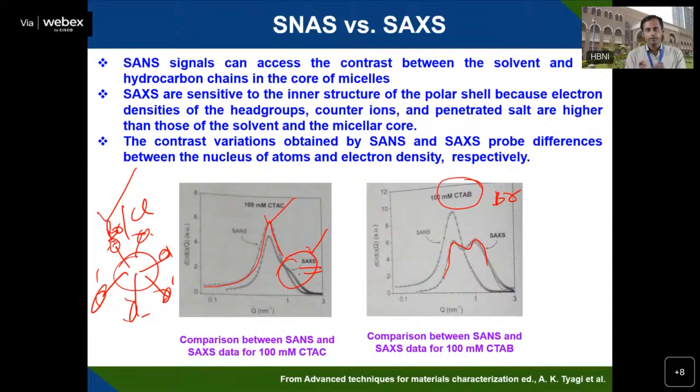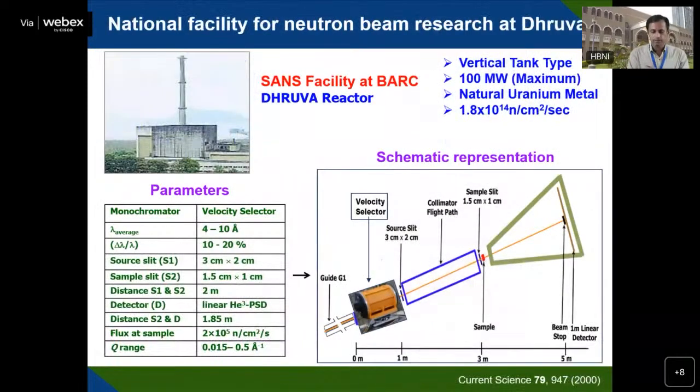So similarly, you have a core-shell structure, like a gold nanoparticle coated with some organic molecules, like oleic acid or some other surfactant molecule. From SANS, you are able to get the shell information, mainly the coating. But in the case of X-ray, you can get both the core as well as the shell information. So these are complementary techniques to each other.